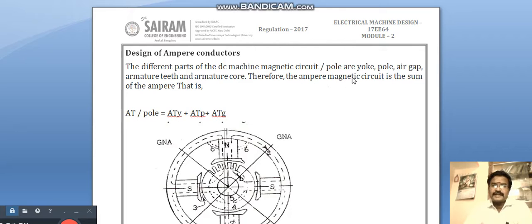Therefore, the ampere turns for the magnetic circuit is the sum of the ampere turns per pole. AT is the ampere conductor. AT_Y means yoke, plus AT_P, here P is nothing but poles, plus AT_G, where G is nothing but air gap.